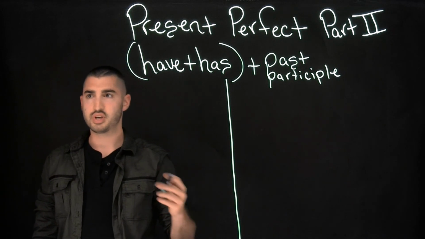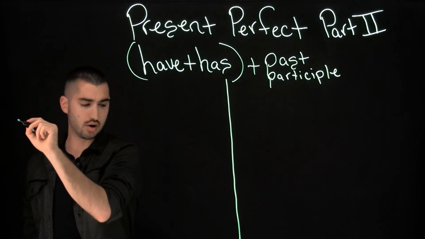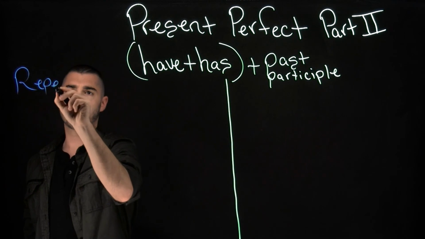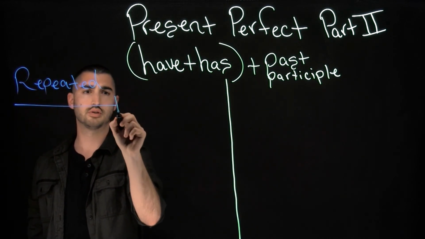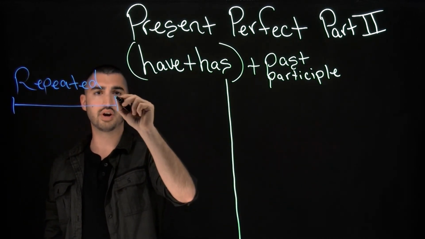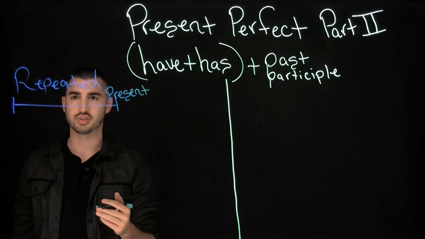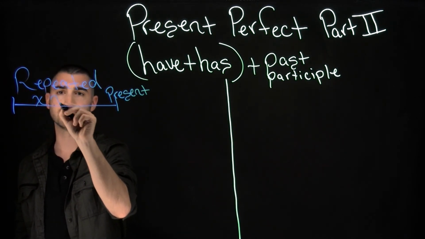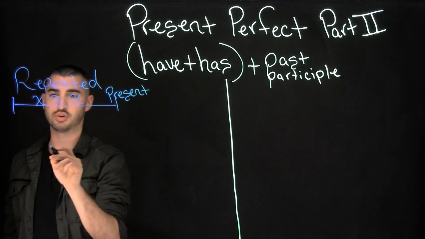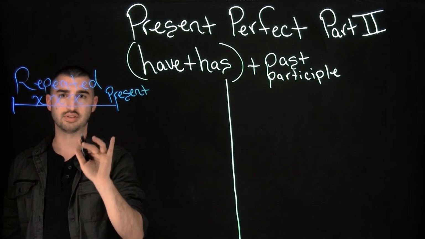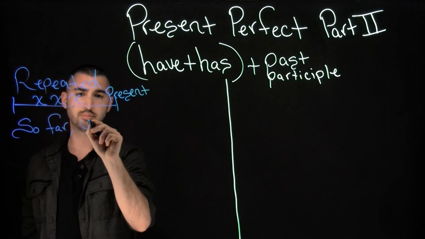And the first way to use the present perfect in this series is with repeated actions. And to illustrate my point, I'm going to draw a timeline. And on the right side, I'm going to label this the present. And then everything before it, I'm going to call it the past. And I'm going to draw 3 X's on the timeline to illustrate a repeated action. And some keywords that we use when forming sentences in this way are so far and up to now.